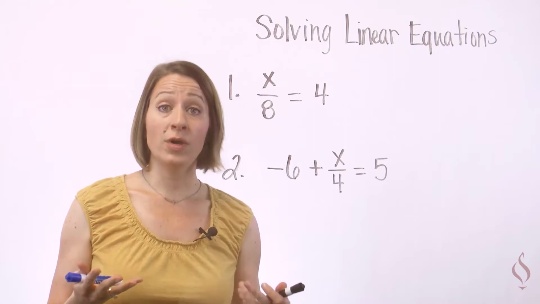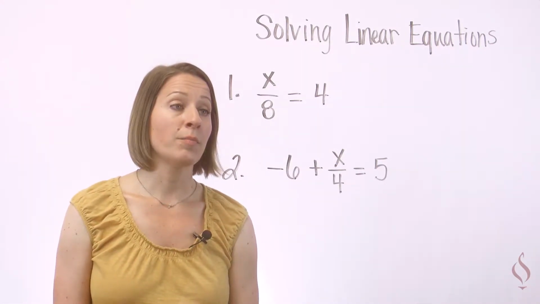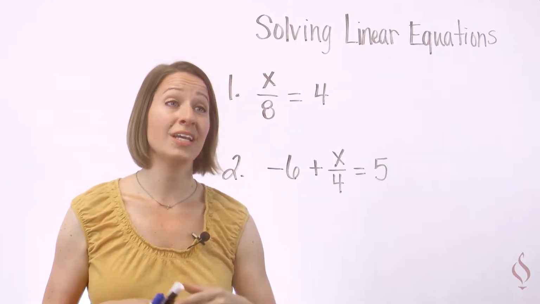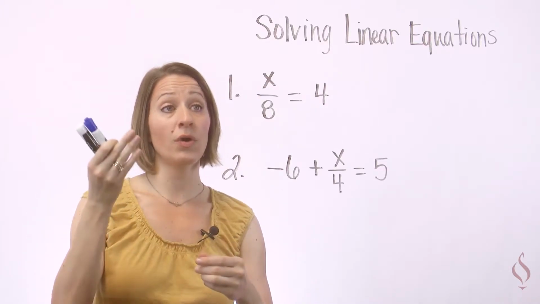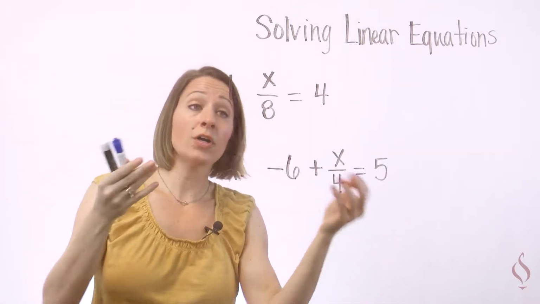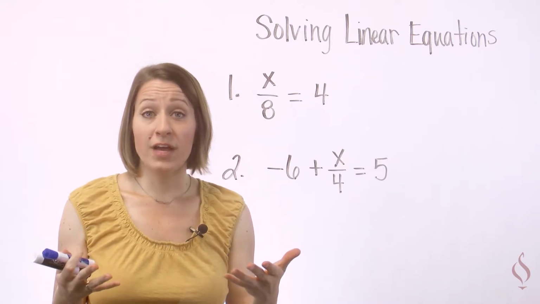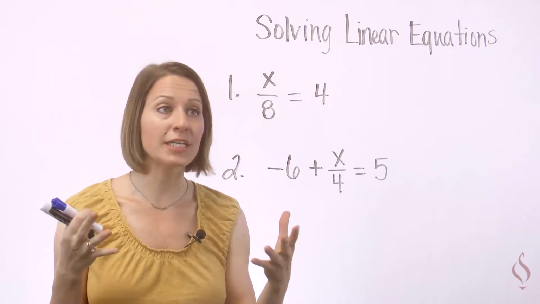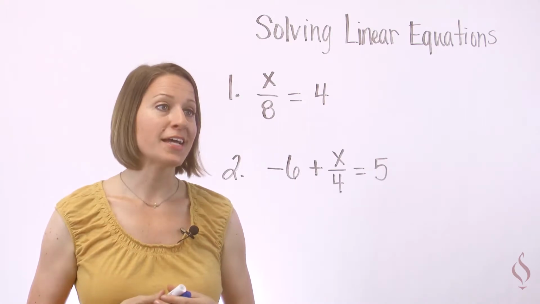We know it's an equation because of the equal sign. If there was no equal sign at all, if it was just the expression x over 8, there's not much we could do with it. But now that we know x over 8 equals something, it equals 4, now we can actually figure out what the missing value is. So it's kind of like a mystery puzzle. We're looking to see what the missing variable could be.